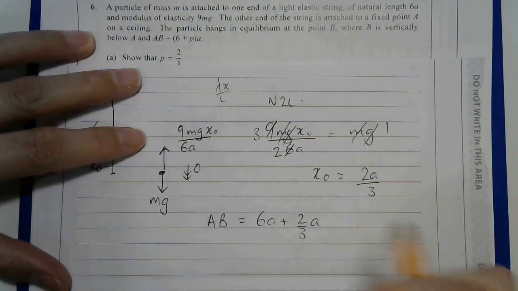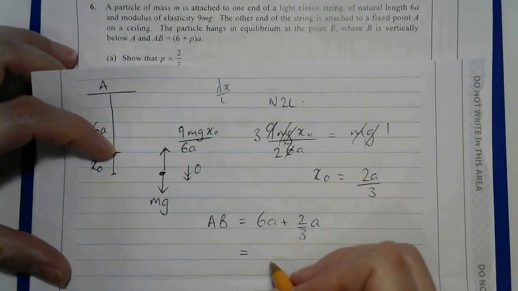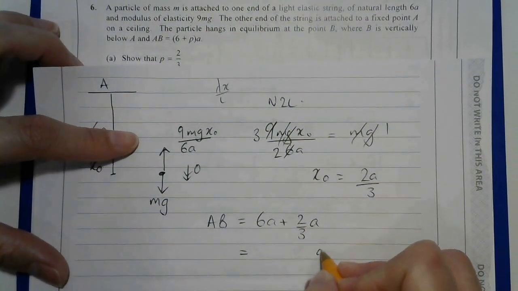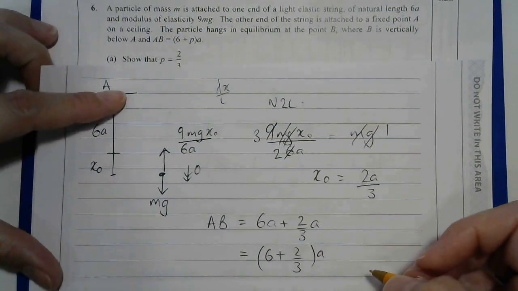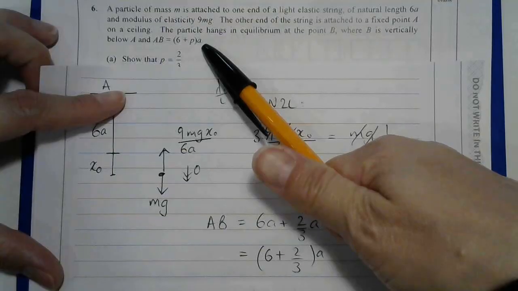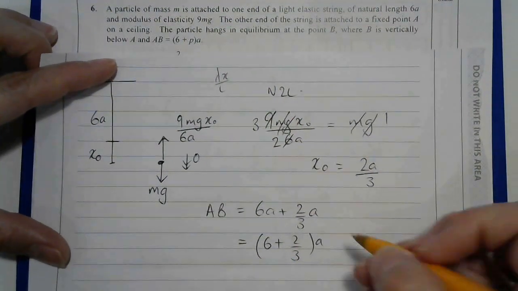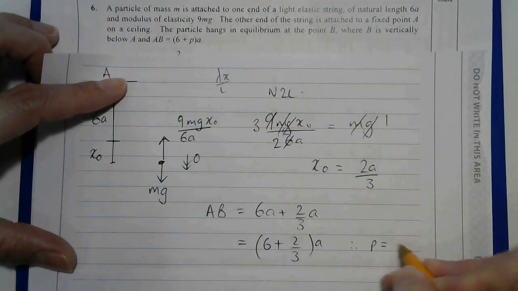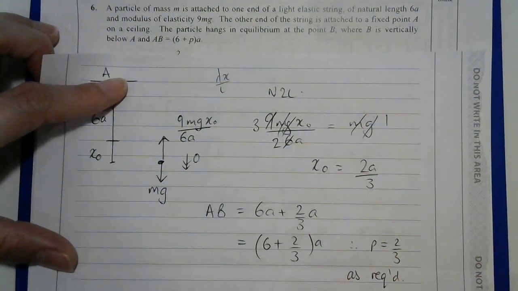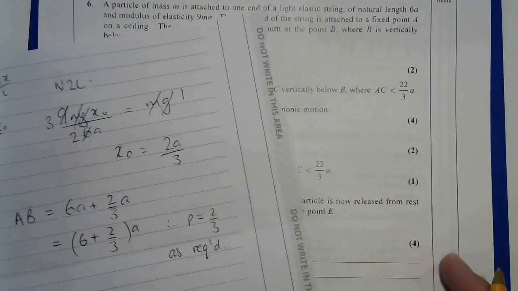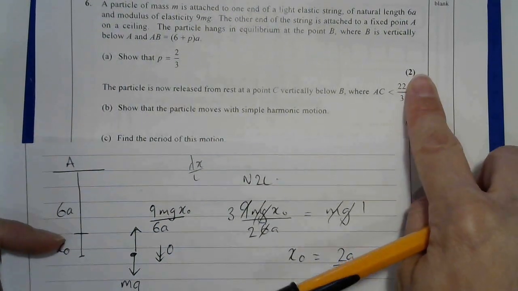and taking a out, 6 plus 2/3. And so there we can see that p is 2/3. Therefore p is 2/3 as required. Okay, so that part of the question is worth 2 marks.